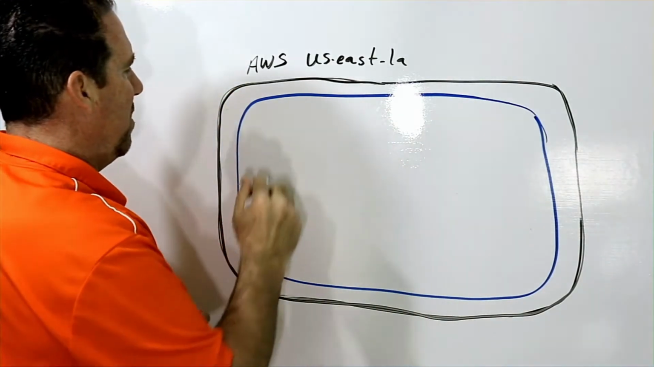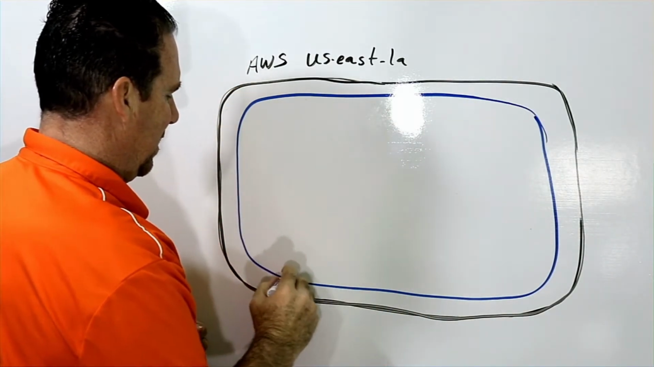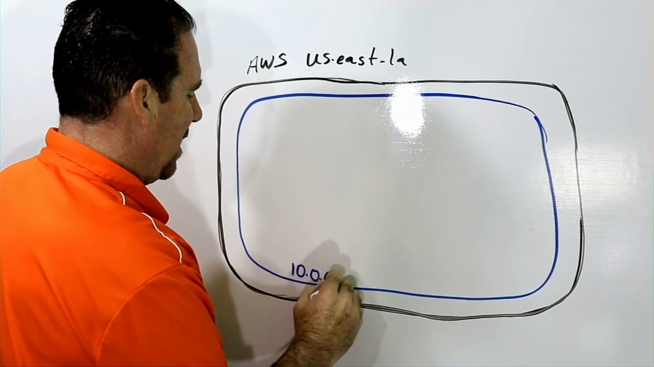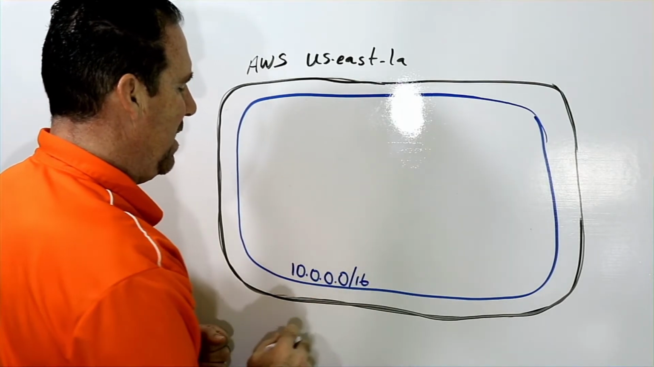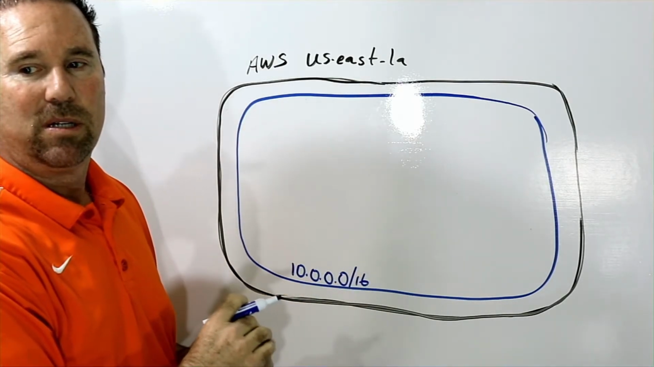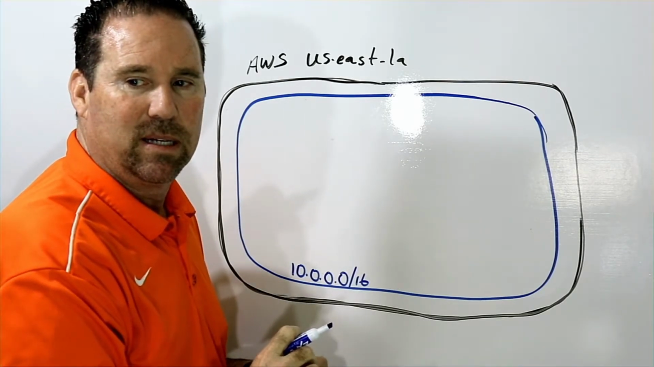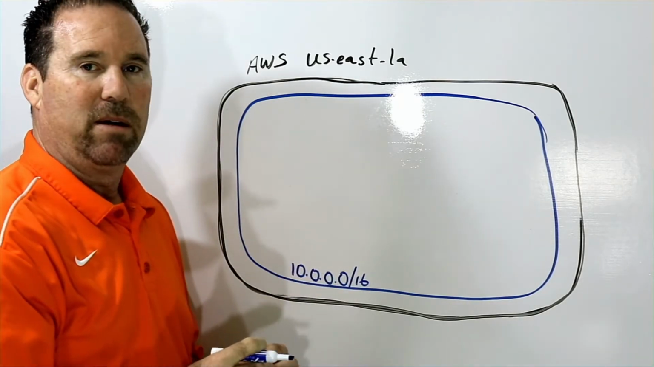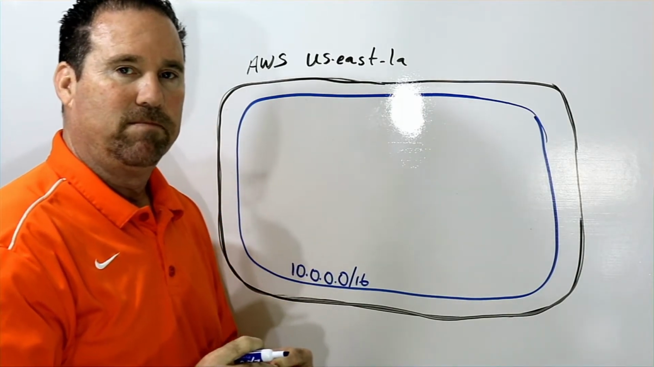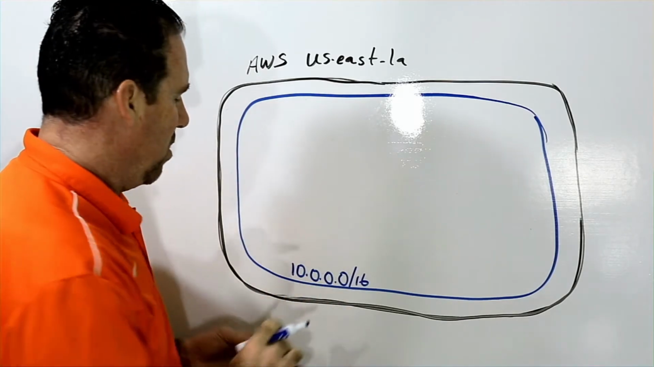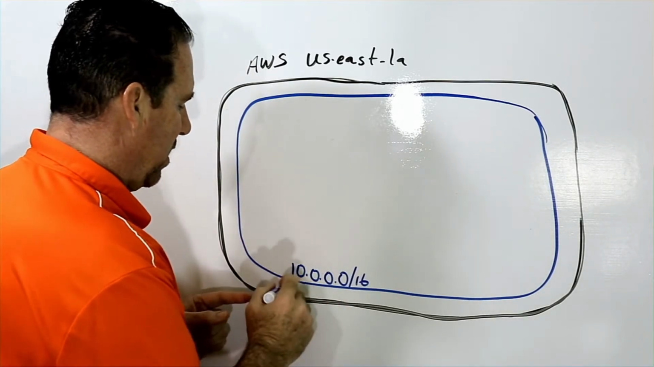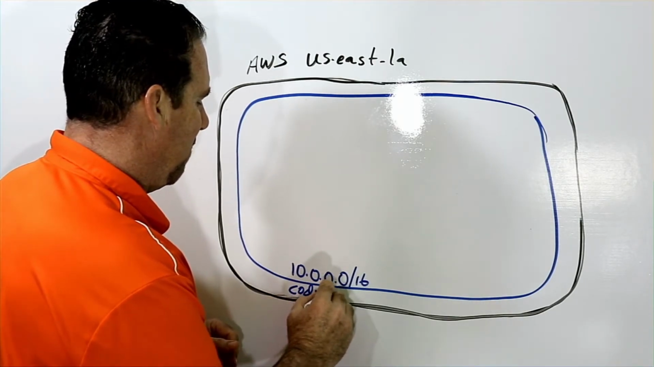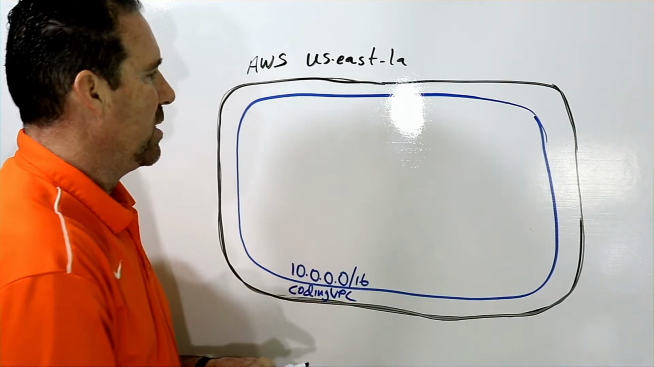Okay, and we now know that this is 10.0.0.0/16. We didn't talk about any of its local networks yet. So we're just going to go in here and I'll put the name of it. We need it coding VPC. All right, so that's all we need with that.